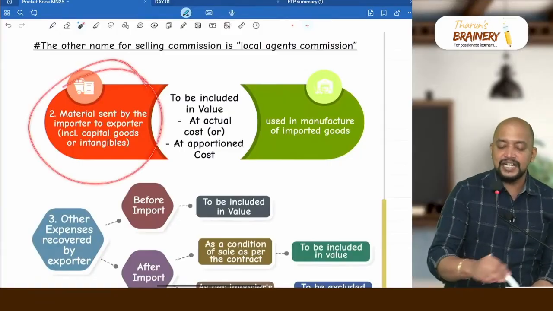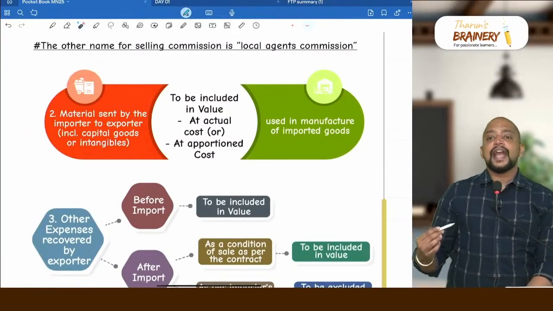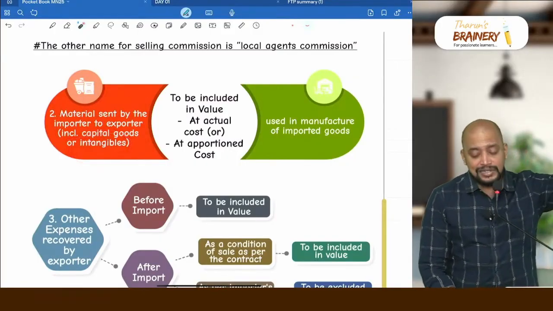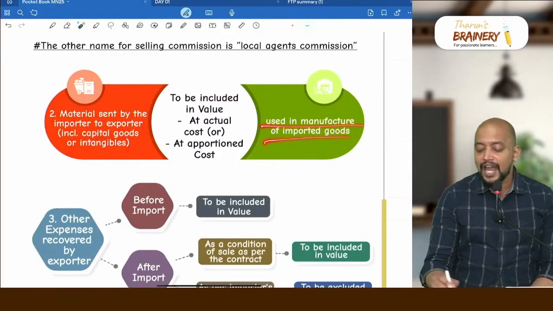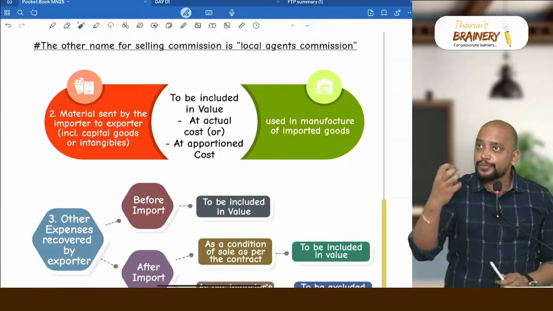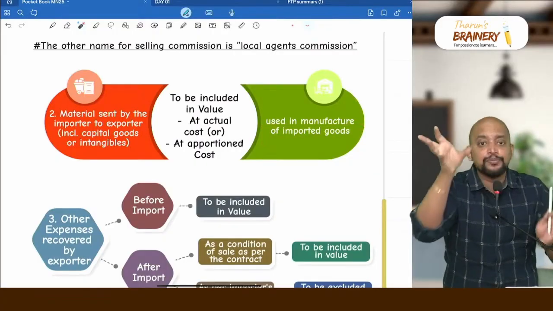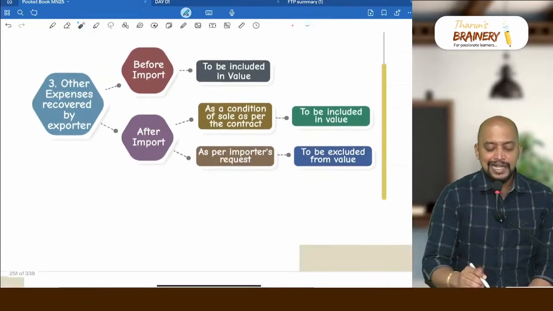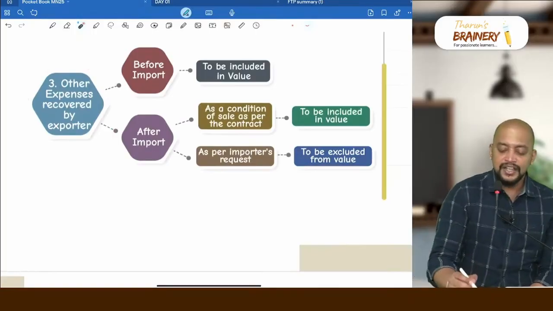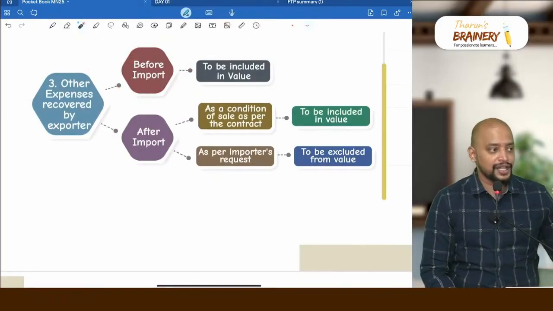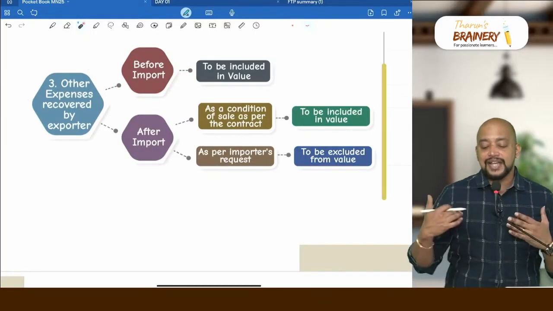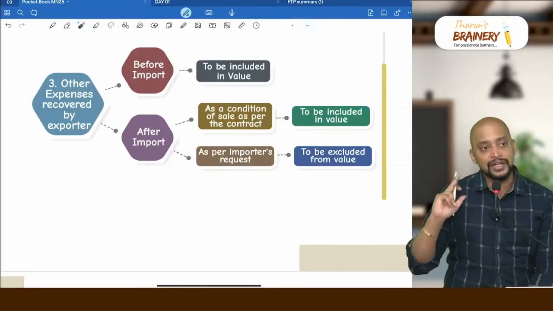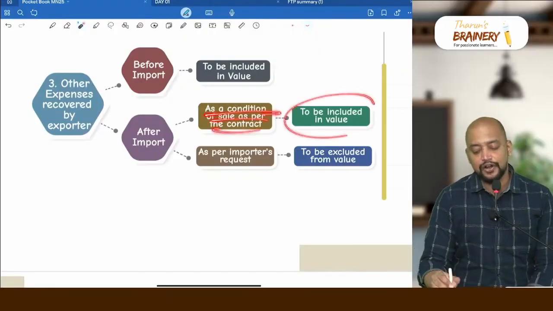Suppose material is sent by the importer to the exporter, including capital goods or intangibles, but where this intangible should have been procured, it should be procured outside India, and that is used in manufacture of imported goods. Means when you import the goods, whether this is also part and parcel of the imported goods, yes, so therefore it should be included in the value at actual cost or at apportioned cost. Any other expenses recovered by the exporter, if it is before import, definitely it should be included in the value. And if it is after import, so these expenses are recovered by the exporter from the importer after import, then check whether it is as per condition of sale of contract to be included in value.